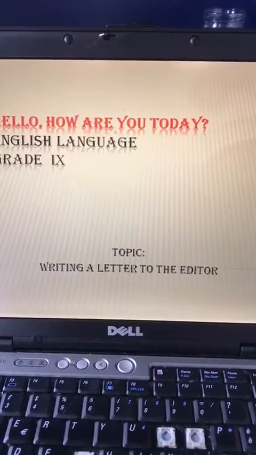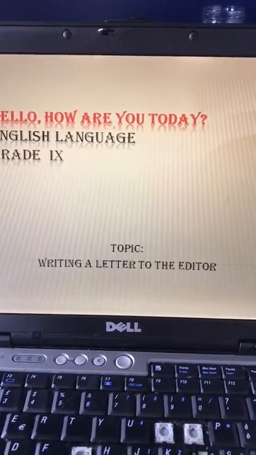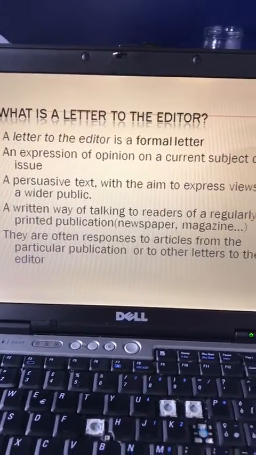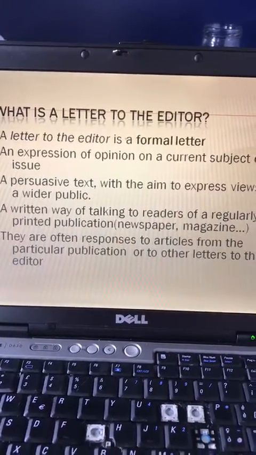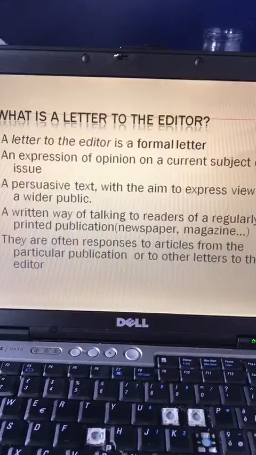The topic for today is how to write a letter to the editor. First of all, we must know what a letter to the editor is. A letter to the editor is a formal letter, so you should write in a formal style.